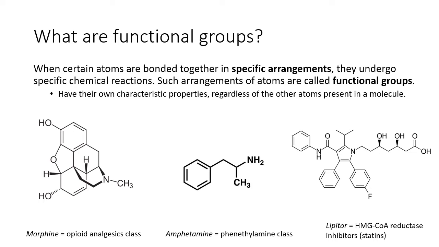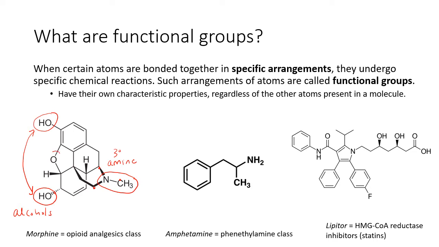So we have three molecules on the bottom here, just for an example. Morphine, which is an opioid analgesic, so that's the drug class. It has a few functional groups that I can see right off the bat. It has this nitrogen that's bonded to 3 carbons, 1 carbon here, here, and here. This is called an amine, and because it's bonded to 3 carbons, it's called a tertiary amine. Here we have an OH group and another OH group. Both of those are called alcohols. That's one type of functional group.